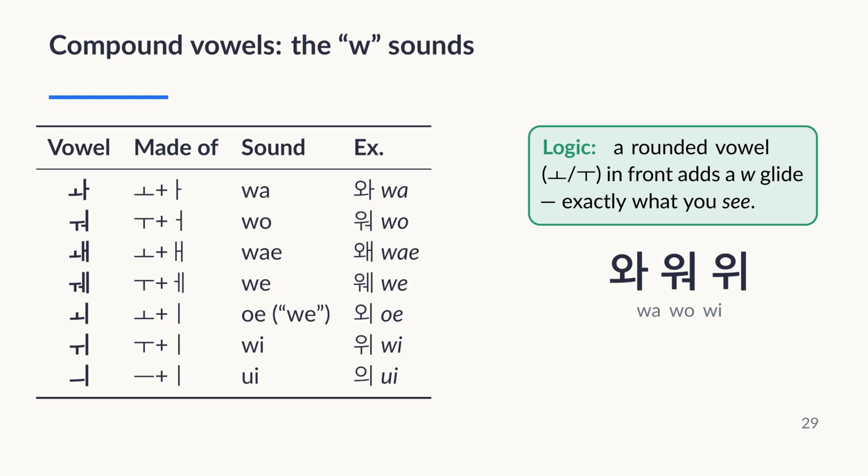The example is UI, and this one is often pronounced simply like E or I depending on the word. The tip box captures the whole idea. Put a rounded vowel in front and it adds a W glide. So you are not memorizing 7 random shapes, you are reading 2 vowels left to right and blending them. Say the sample row with me, wa, wo, y.